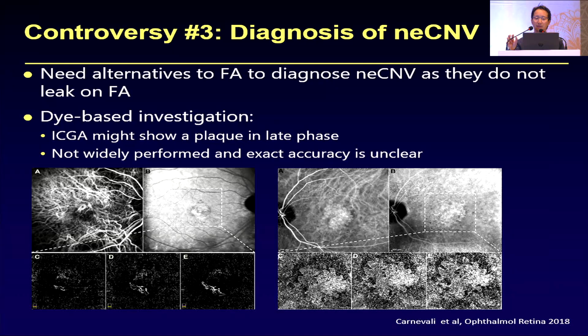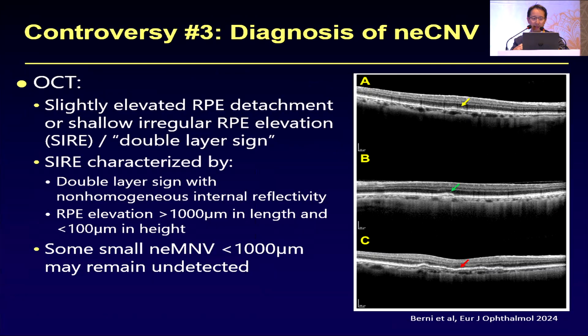The third controversy is the diagnosis of non-exudative CNV. Traditionally we use FA as the gold standard for defining a CNV, but these do not leak because they are not exuding, so we cannot use fluorescein angiography to diagnose them. Another choice is ICGA, which can show the plaque in the late phase, but it's not widely performed, so the exact accuracy is not clear.